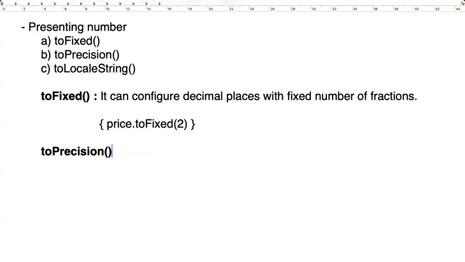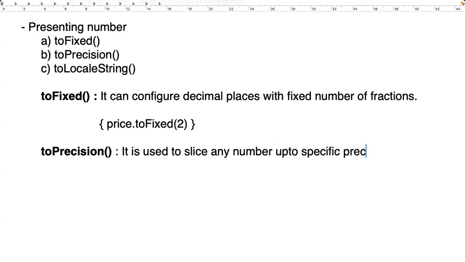Another option is toPrecision. toPrecision is nothing but, it is used to slice any number up to a specific precision, up to a specific precision of characters.